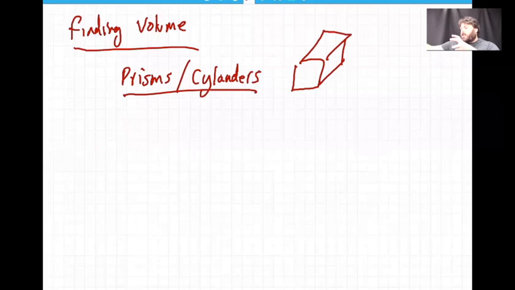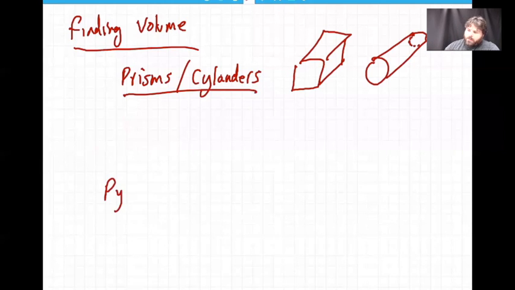It's like a block that's extended out, or a cylinder would look like a log, where the base is a circle instead. It gets a special name. The other type is a pyramid, and when it's got a circular base, we call it a cone.